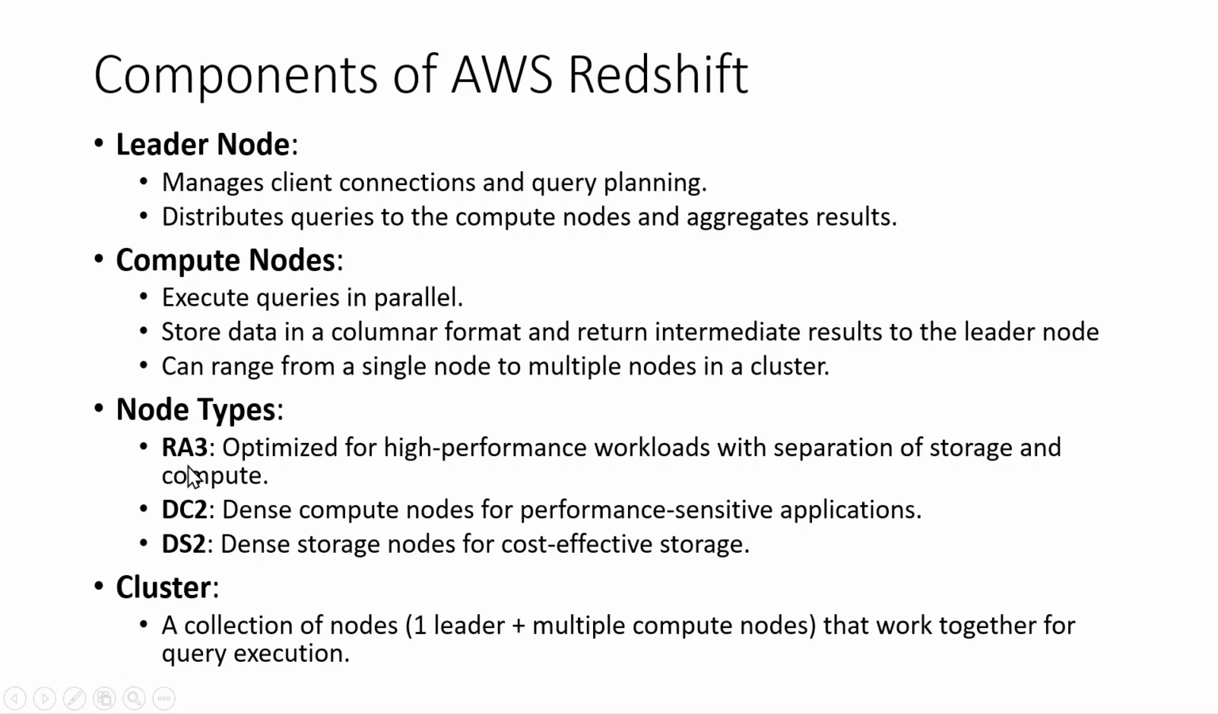Next is node type. That is RA3. That is optimized for high performance workloads with separation of storage as well as compute. Here two different servers will be deployed. For storing it will be one server and for computing it will be a different one. Next is DC2, that is dense compute nodes for performance-intensive applications and smaller storage needs for cost effective storage also.